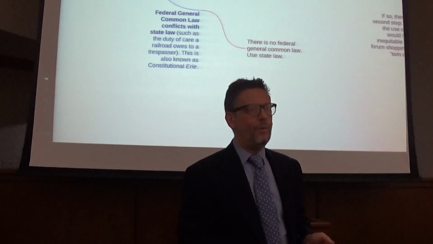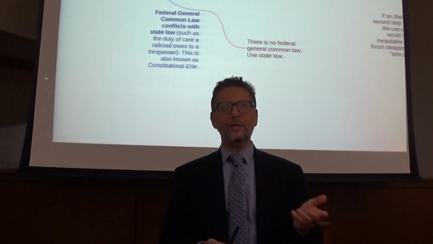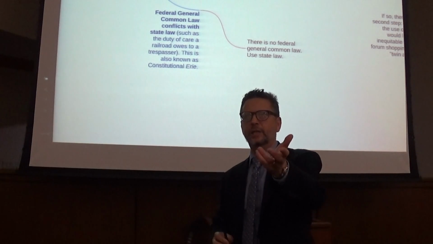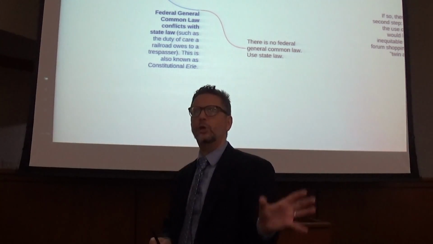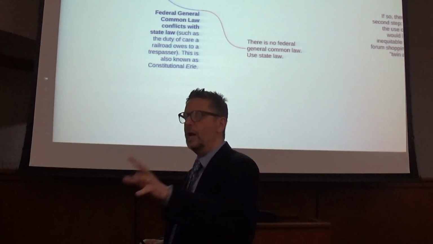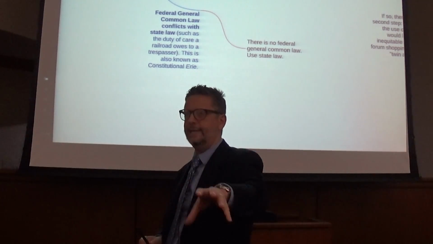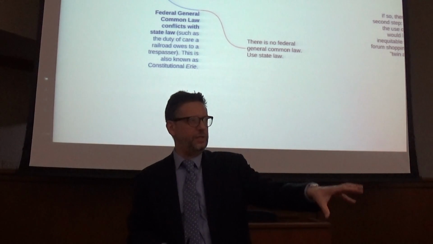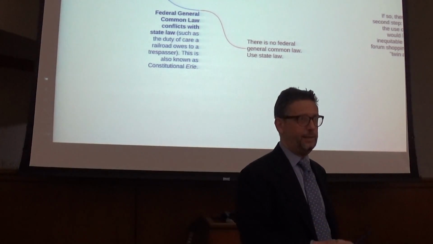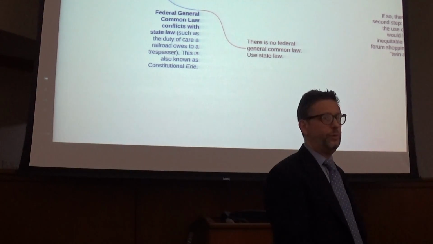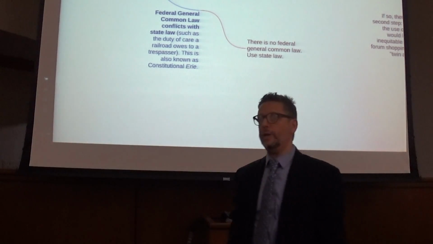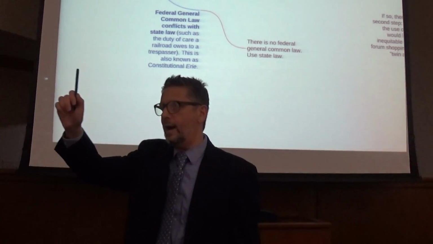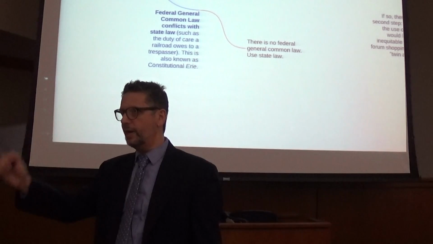All right? Well, that's federal general common law. Can't do it. It's unconstitutional. It doesn't exist. In fact, there's no conflict at all because the judge lacks the power to create it. All right? Federal general common law doesn't exist. You use the state law. You don't care about outcomes. You don't care about forum shopping. You don't care about inequitable outcomes. You don't care about countervailing considerations.